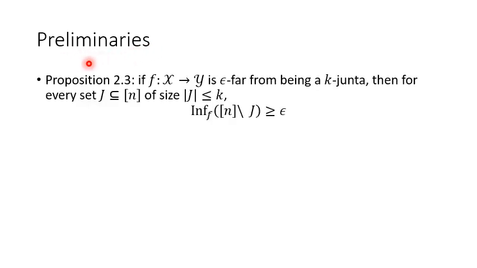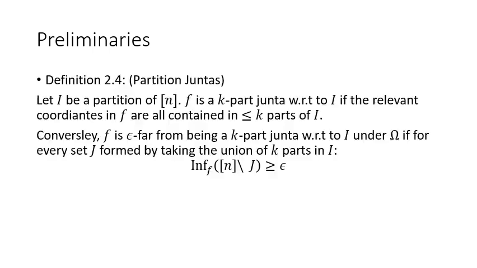Let's see proposition 2.3. So if f is a function that is epsilon far from being a k-junta, then for every subset of the coordinates J that has cardinality at most k, the influence of all the coordinates but the coordinates in J is at least epsilon. This proposition will be useful to us later, and we will also prove it later, but for now let's continue.